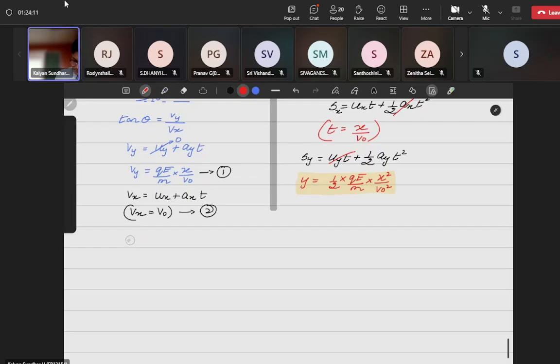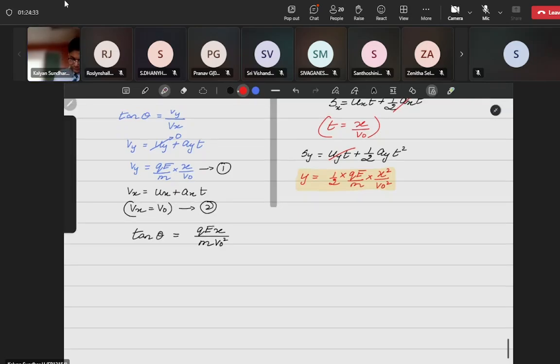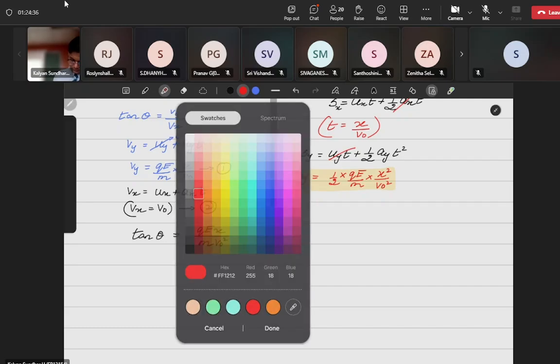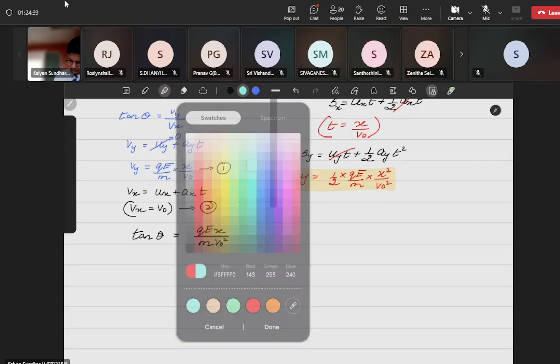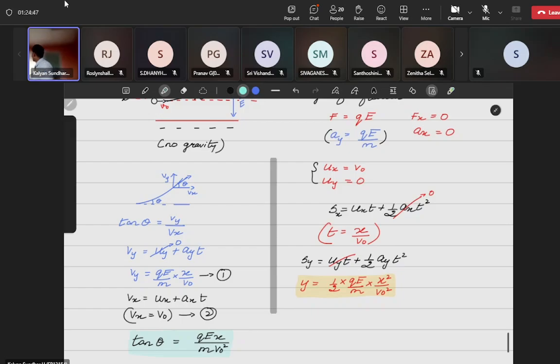So from here tan theta will be equal to vy, that is qEx divided by m v naught, over vx, which is also v naught, so it will be v naught square. So this is the angle of deflection. So theta value we have found out, and this is the trajectory along y-axis, how much extra travel it will have.